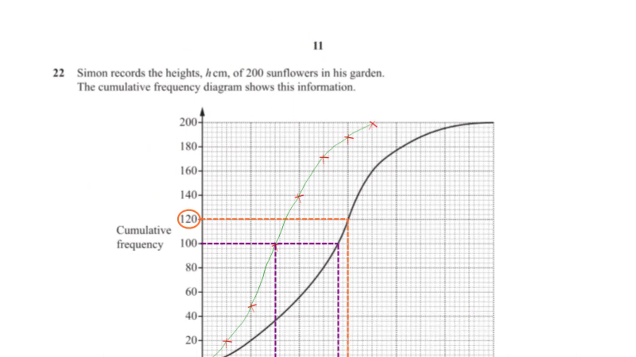Simon records the heights h centimeters of 200 sunflowers in his garden. The cumulative frequency diagram shows this information.